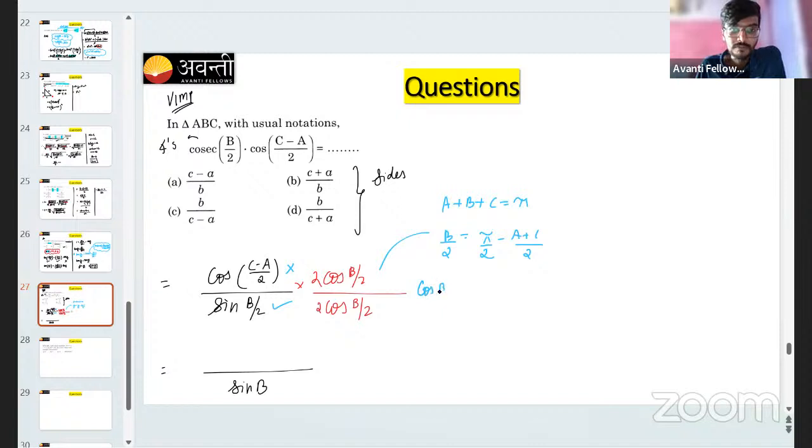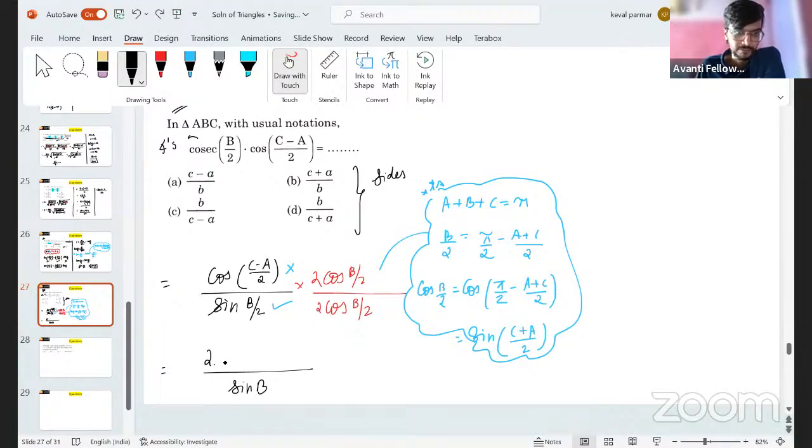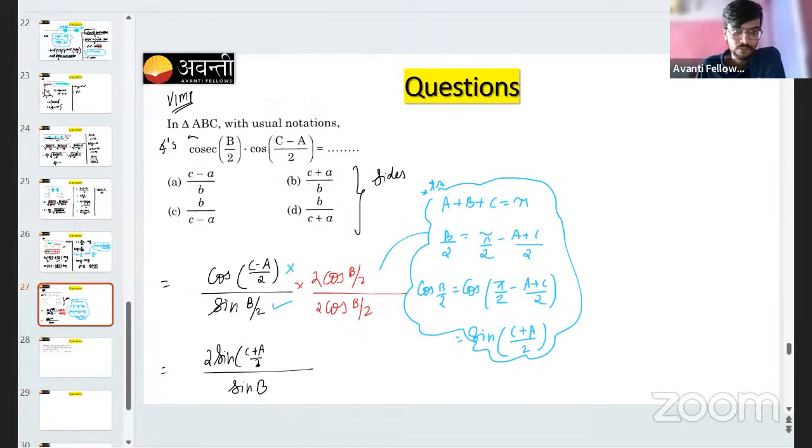That means what will be cos B by 2? Cos B by 2 will be cos of pi by 2 minus A plus C by 2. Notice pi by 2 minus A plus C by 2 gives sine A plus C by 2, which I can rearrange and write as sine C plus A by 2. This was an important part. That means here I can write, sine first, 2 sine C plus A by 2 into cos C minus A by 2.